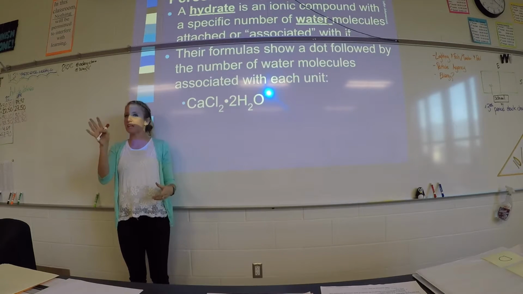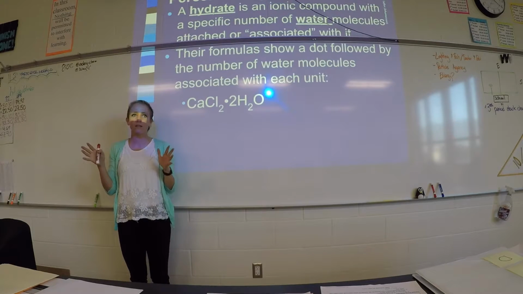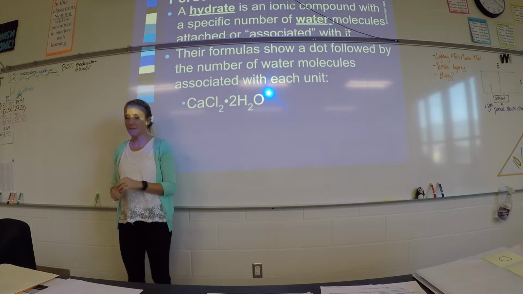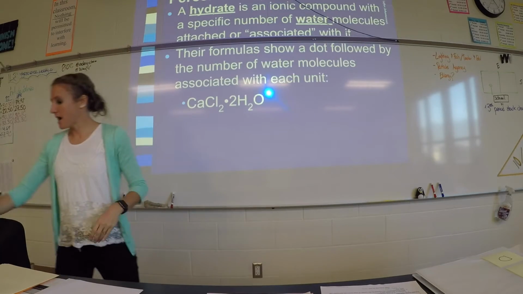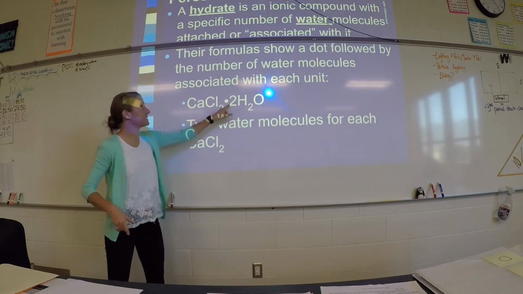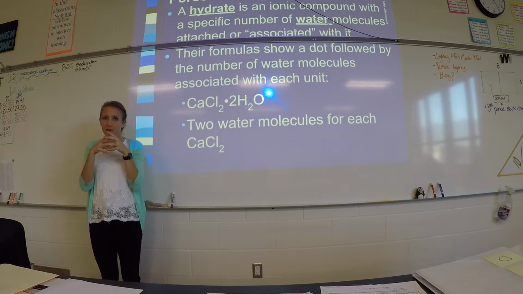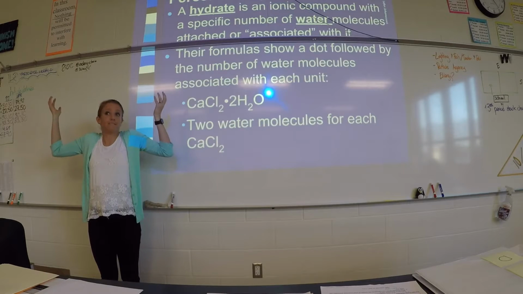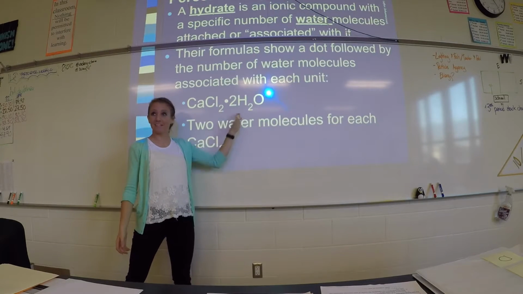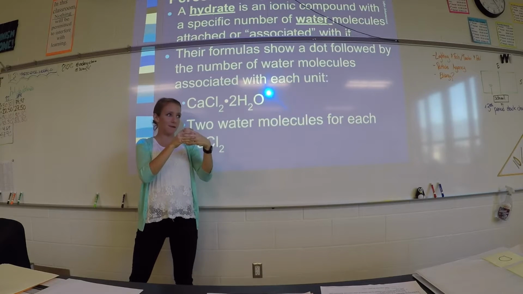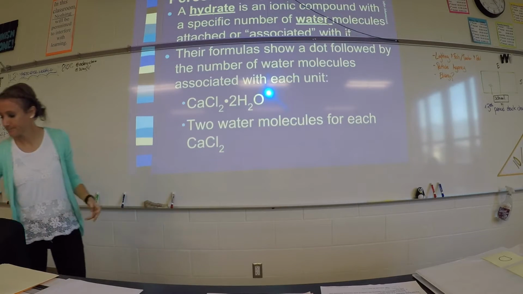It's not so much a dot, like a times symbol. This is just the notation that they use for a hydrate. The key thing is that it's specific. For this one, there are 2 waters trapped in the middle. You could have more. I've seen a decahydrate, which would be 10 waters trapped in the middle. It just depends on what it is.